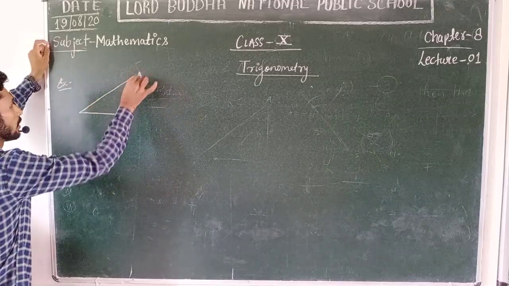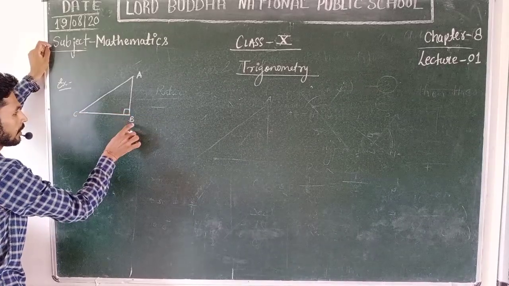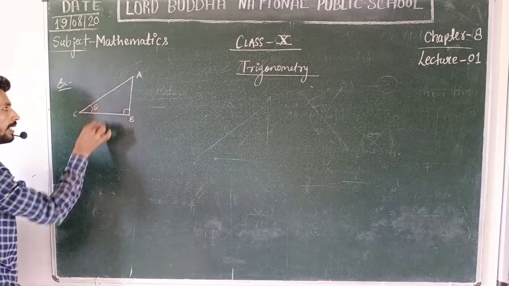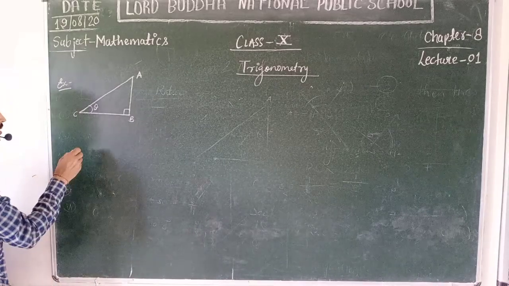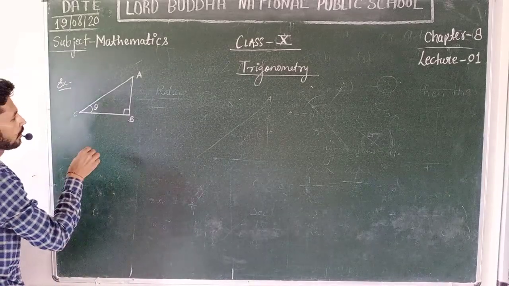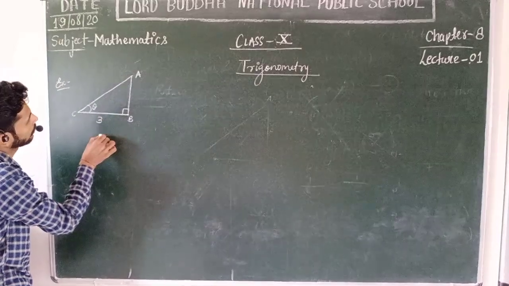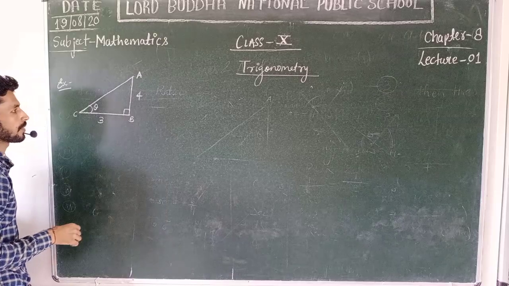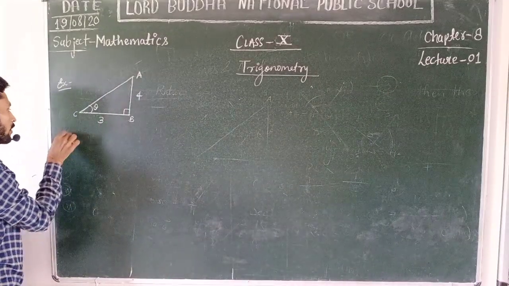This triangle ABC has an angle of 90 degrees at B. We are taking here an angle theta. Then, if the value of base is 3 and the perpendicular is 4, then find all the trigonometric ratios.